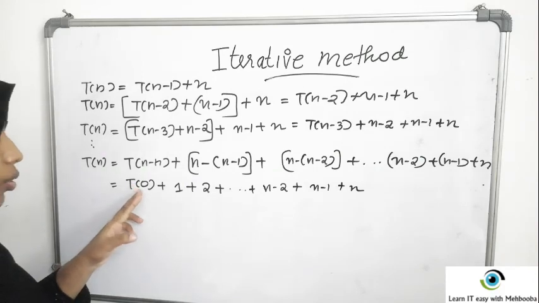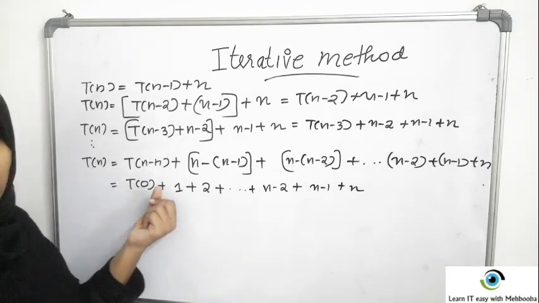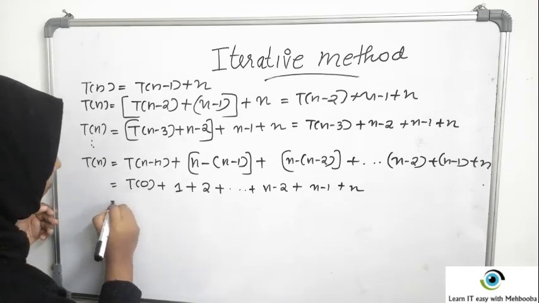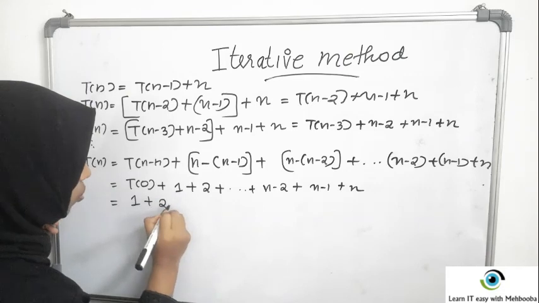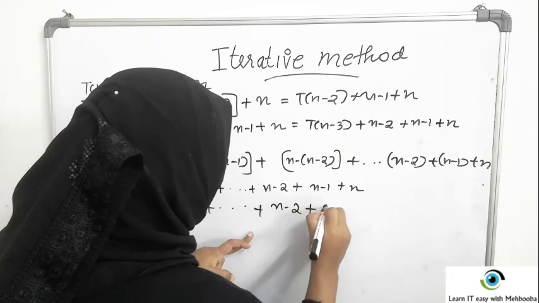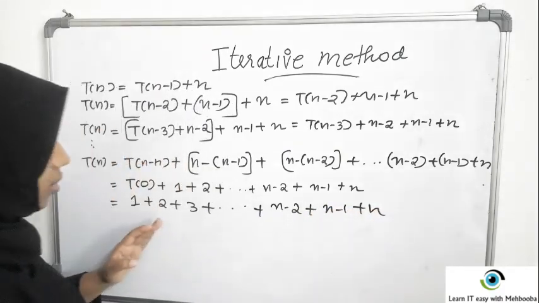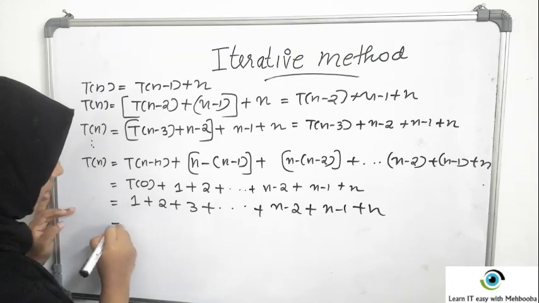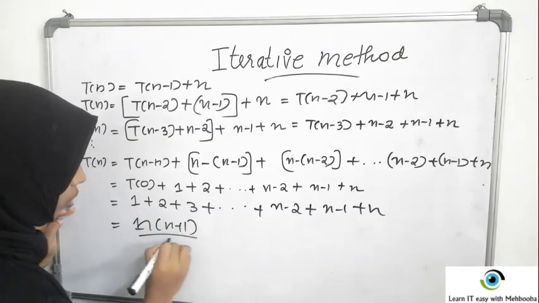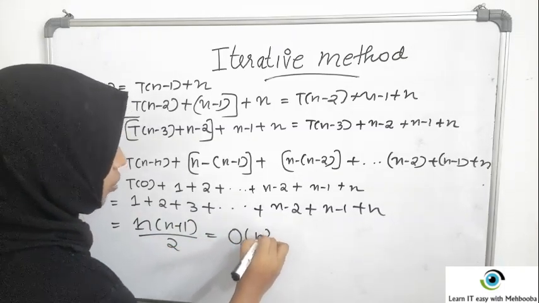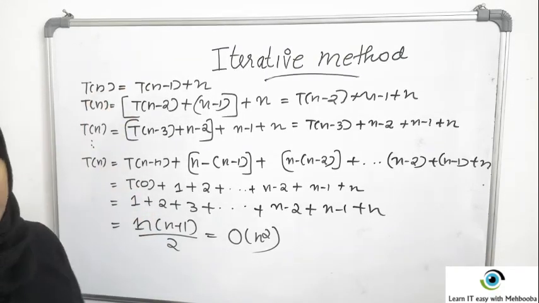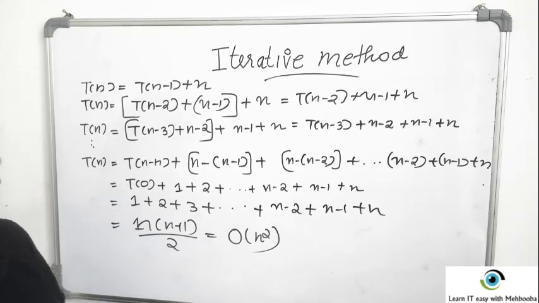See, T of 0 is the time taken when input size is 0. You know that when input size is 0, no work is to be done, so it is 0. Now the remaining terms are 1 plus 2 plus 3 plus etc., plus n minus 2 plus n minus 1 plus n. That is the sum of first n natural numbers, and you know that it is n into n plus 1 divided by 2, which is in the order of n square. So the worst case complexity of quicksort is order of n square, and this is the recurrence relation for the worst case complexity of quicksort.